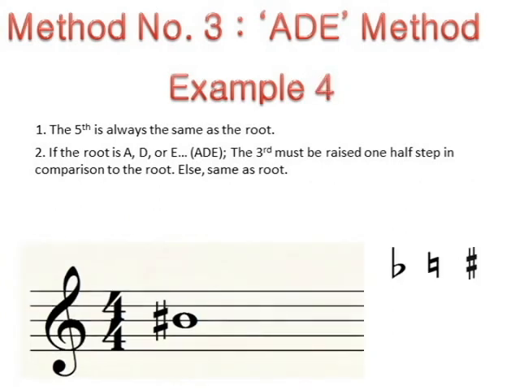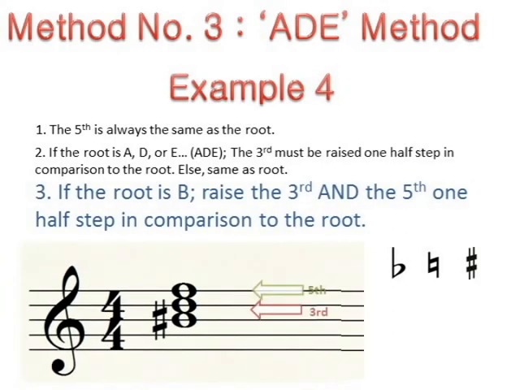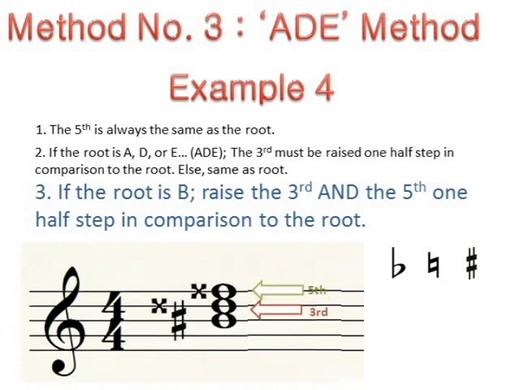One final example. Here's the root B sharp. First stack the thirds, D and F. The root B is our one exception to the first two rules. If the root is B, we must raise the third and the fifth in comparison to the root in order to create a major triad. Since B is sharp, the D and F must both be double sharp. So B sharp, D double sharp, F double sharp is a major triad.